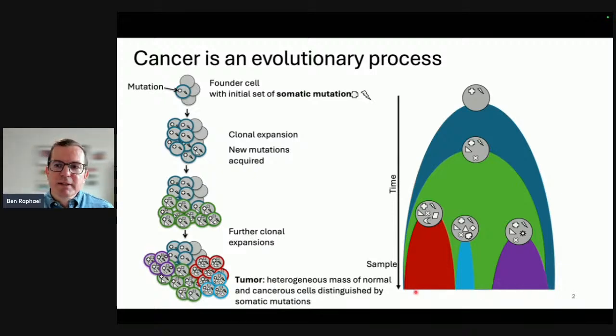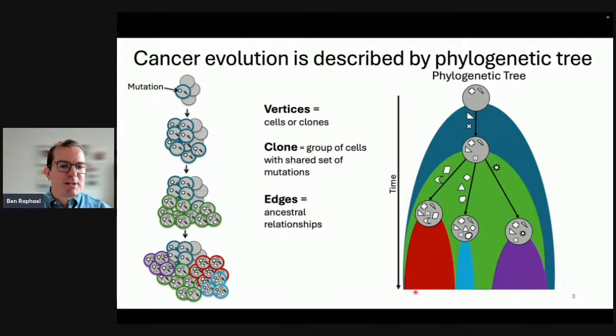But like any evolutionary process, you can also describe this via a phylogenetic tree. Here the vertices in the tree are individual cells, or sometimes groups of cells called clones that have a shared set of mutations. And on the edges, we can indicate the somatic mutations that have accumulated and distinguished the parental cell from the child cell.